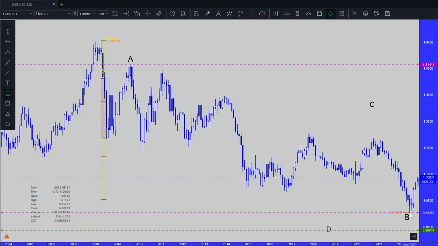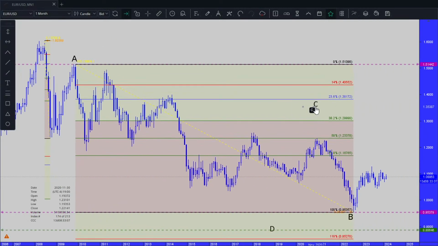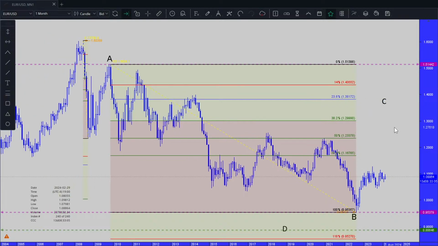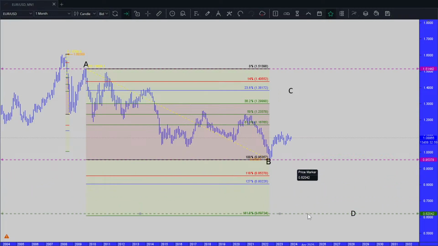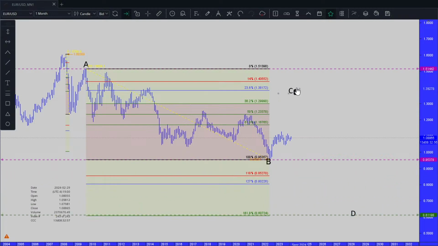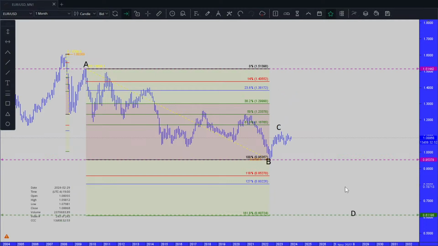Fibonacci retracement tool up in here, and wow, that's it. That's it, everybody. That's it, right? A, B, C, D. That's the C, that's the D.